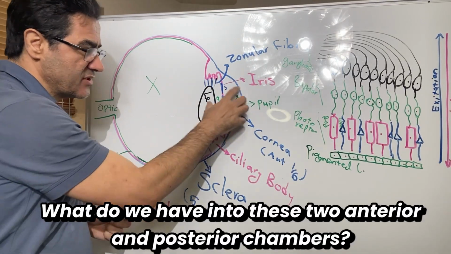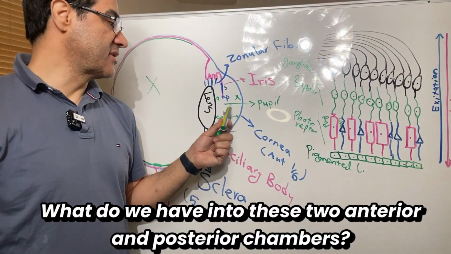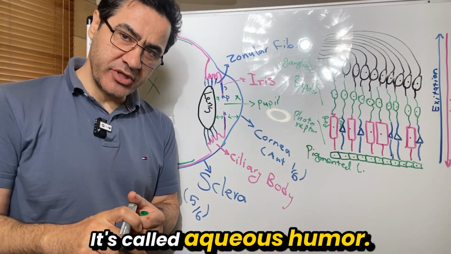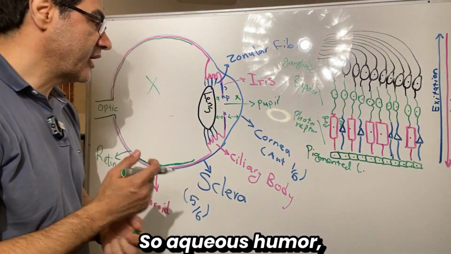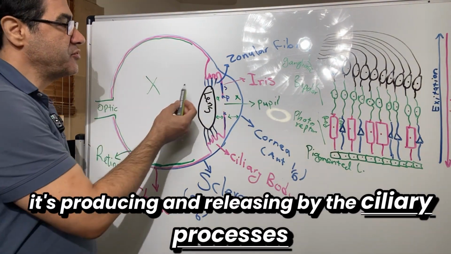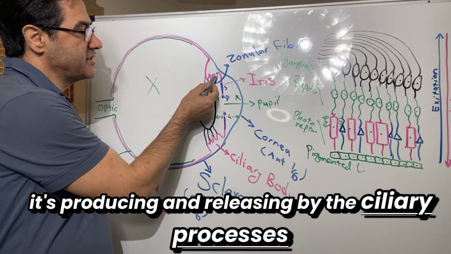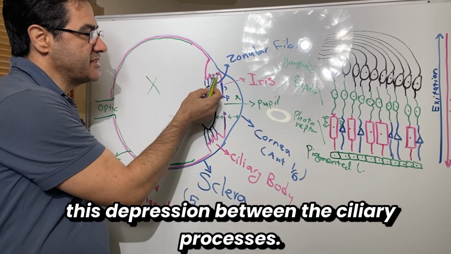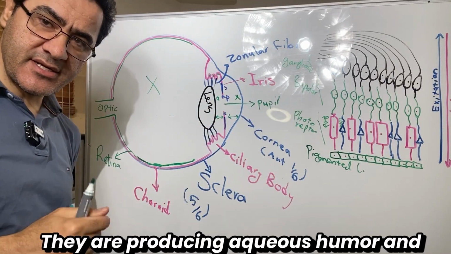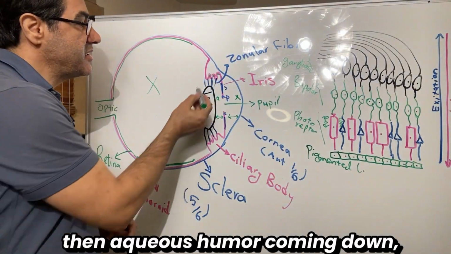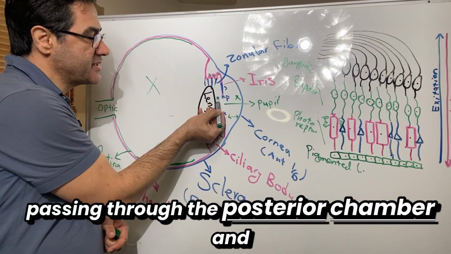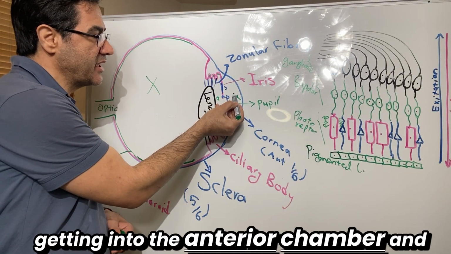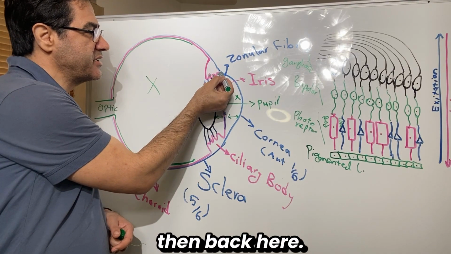What do we have in these 2 anterior and posterior chambers? We have a watery fluid. It's called aqueous humor. So aqueous humor is produced and released by the ciliary processes here, there. So the ciliary processes, this depression between the ciliary processes, they are producing aqueous humor, and then aqueous humor comes down, passes through the posterior chamber, and then passes through the pupil, getting into the anterior chamber, and then back here.